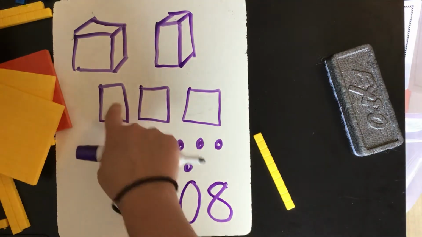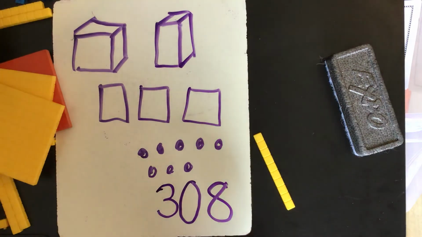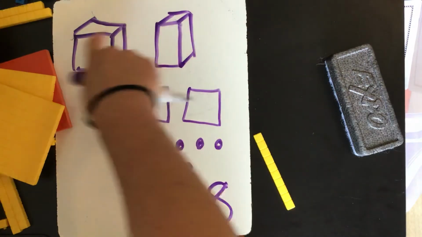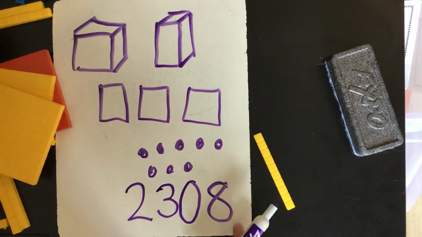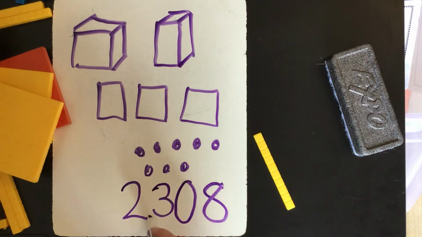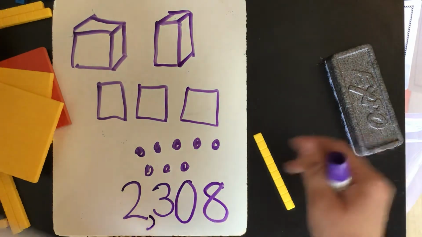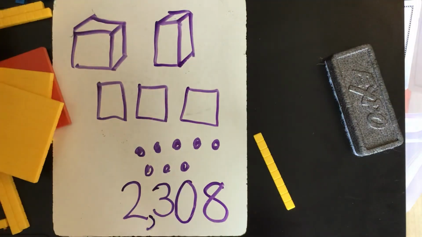So I have 1, 2, 3. So I'm going to write down 3 hundreds. Okay, well, I'm not done because I know I have 1, 2 thousands. So I'm going to write my 2. But as we just learned, when we write a number in standard form, we need to make sure that we count over and put our commas in. So I'm going to go 1 hop, 2 hops, 3 hops, comma. So this number is 2,308. So we just mastered our second goal here. Look at that, guys.